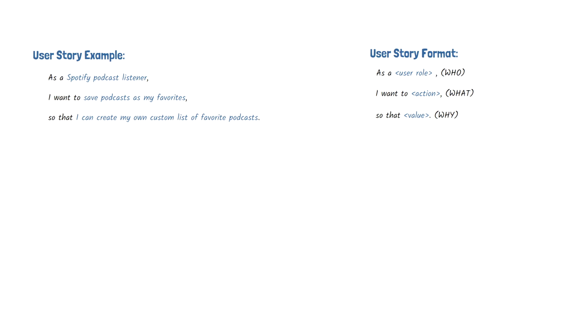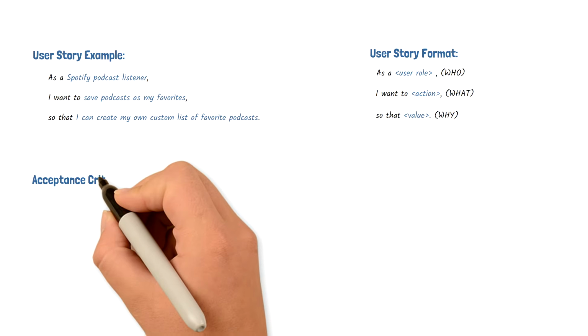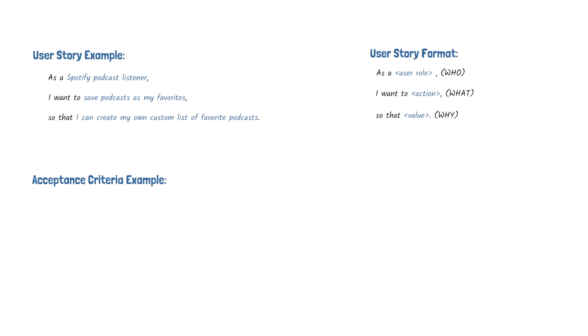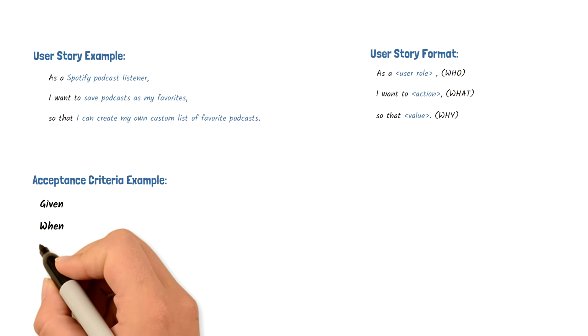After we write our user story, we need to start thinking about the criteria that informs us and the team when the user story is complete. This is called the acceptance criteria. Acceptance criteria can be written in multiple formats. One of the formats that can be used for acceptance criteria is the given, when, then format.